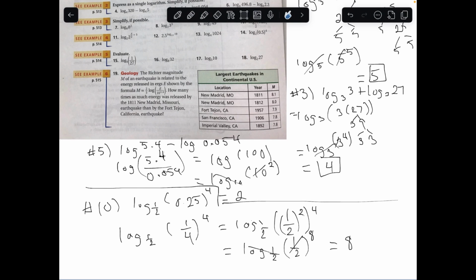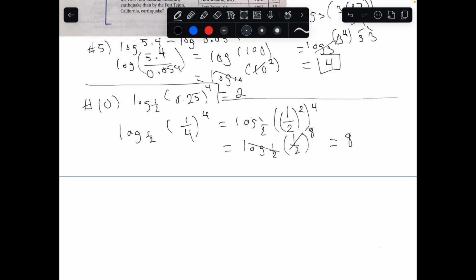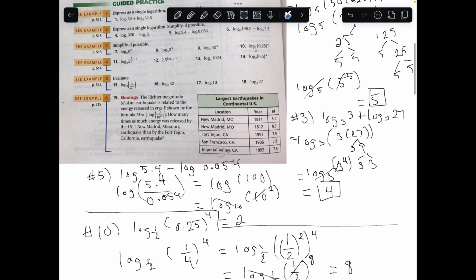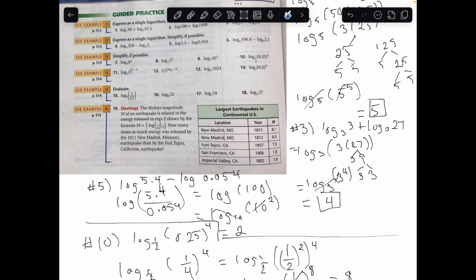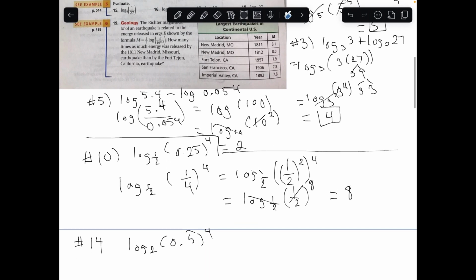14 is log base 2 of 1/2 to the 4th. Okay. So I have log base 2 of 0.5. Sure, I wrote that down. Is it 0.5? Yes, 0.5 to the 4. All right.